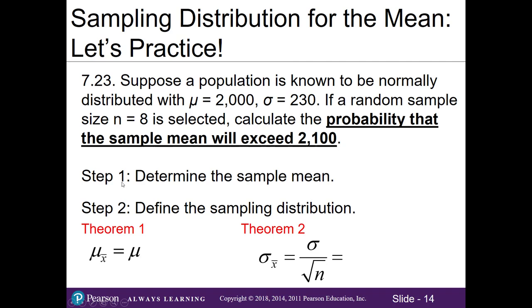So step 1, we want to determine the sample mean we're interested in. And so it's stated right here, we want a sample mean that exceeds 2,100. So that's our starting point. We'll go ahead and write x bar is going to be 2,100.